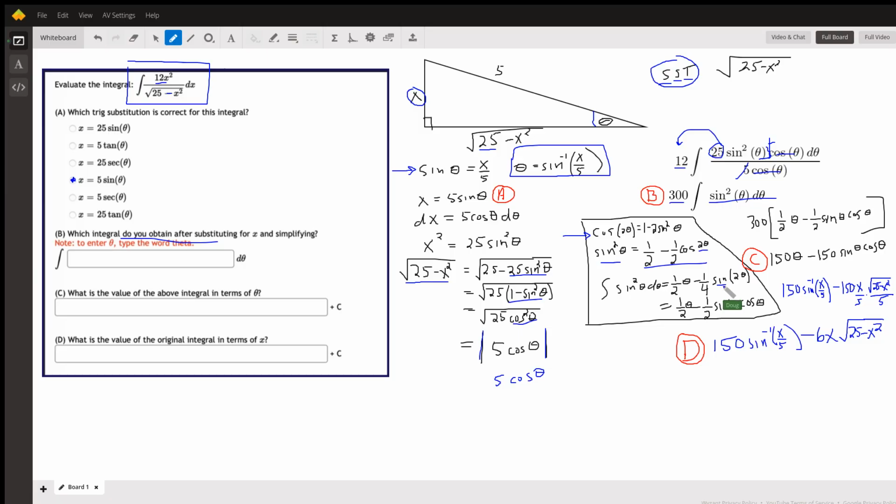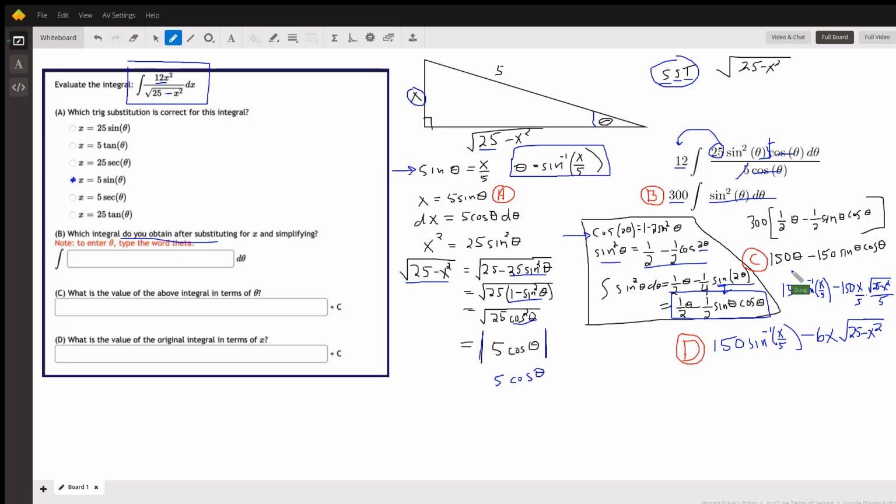And then to get from here to here, we use the identity that the sine of 2 theta is 2 sine theta cosine theta. That's why this 1/4 became a 1/2. So there's your antiderivative for sine squared. But I got to still multiply that by 300. So here's 300 times the antiderivative of sine squared. I get 150. That's your answer to part C right there.